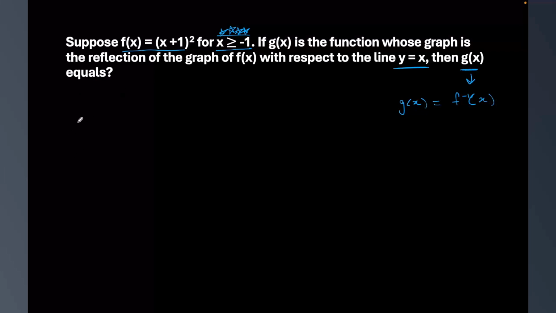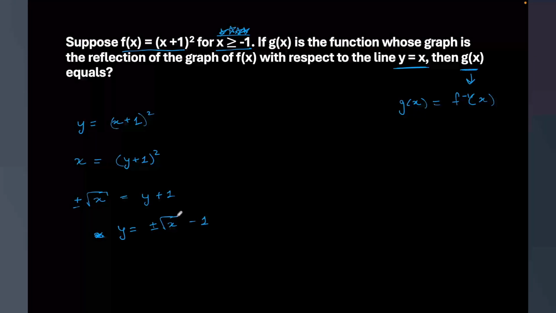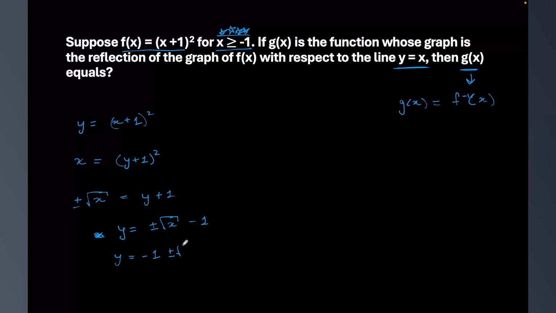Okay, so we have y is equal to (x plus 1) whole squared. So let's swap x and y. We're left with (y plus 1) whole squared equals x. Okay, then if we take the square root on both sides, we'll have plus minus square root of x, and this is y plus 1. Okay, so then we have, sorry, let me cross this off. y is equal to plus or minus the square root of x, minus 1. Kind of like this, or if I want, I could write it like this as well: minus 1 plus or minus the square root of x.